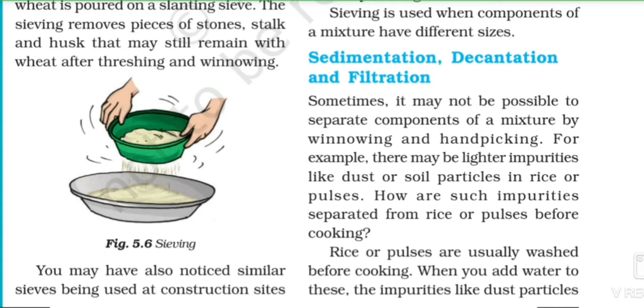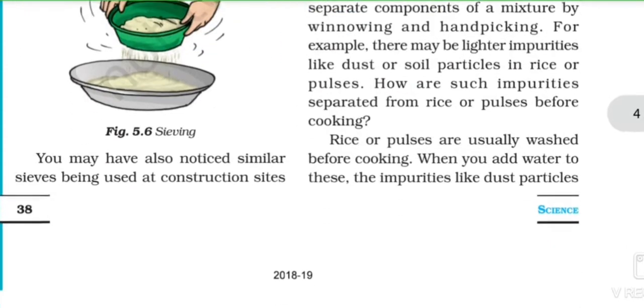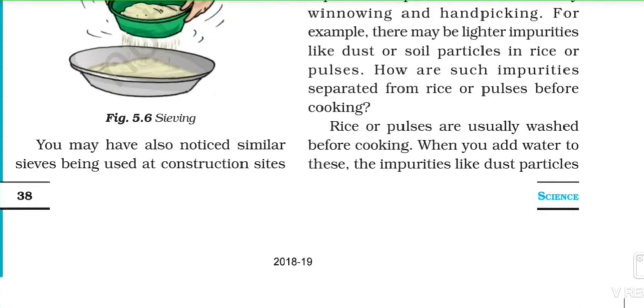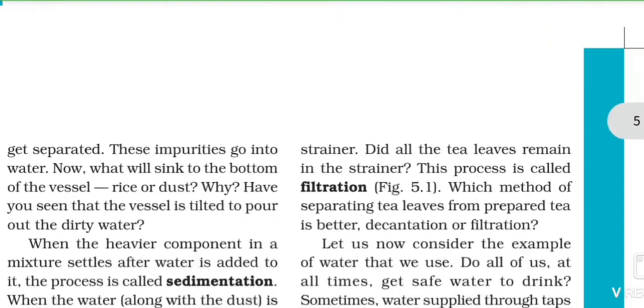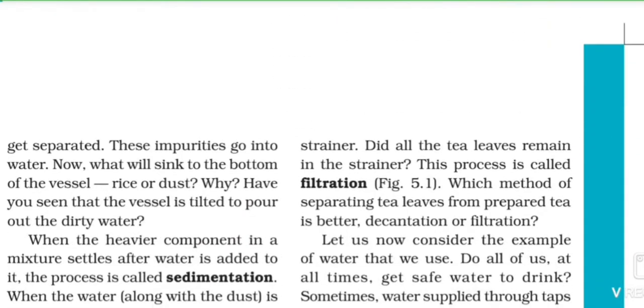Rice or pulses are usually washed before cooking. When you add water to this, the impurities like dust particles get separated. These impurities go into the water. Now what will sink to the bottom of the vessel, rice or dust? Rice. Why? Have you seen that the vessel is tilted to pour out the dirty water?